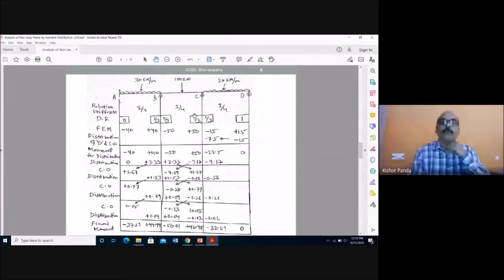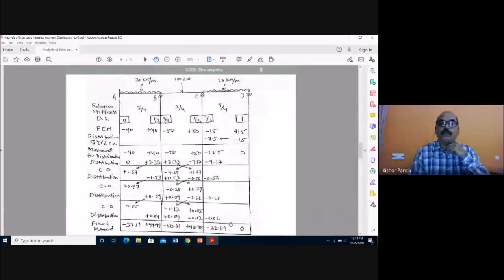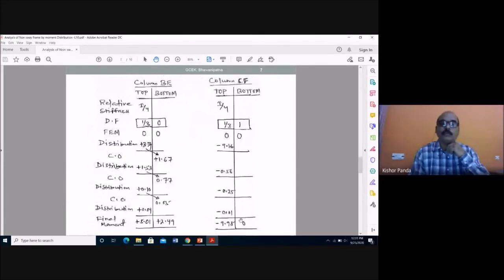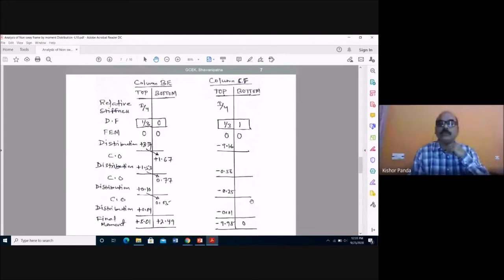CB, CD, and CF. So after addition of these moments, you got minus 9.98, and this is plus 42.48, and this is minus 32.51. So this should be equal to 0. 42.48 minus 32.51 and minus 9.98 is equal to 0. And here you got 0, and this end also you know 0. So these are the final moments of the frame.